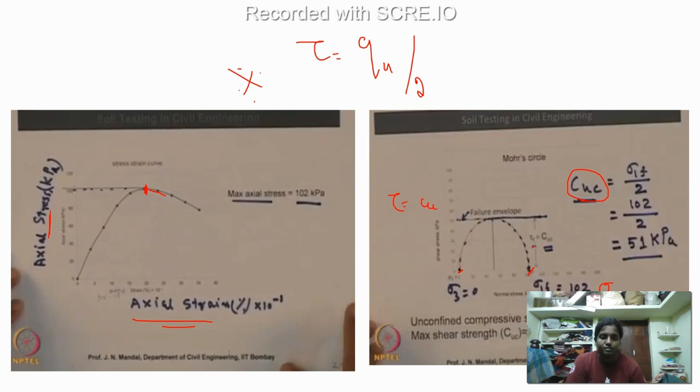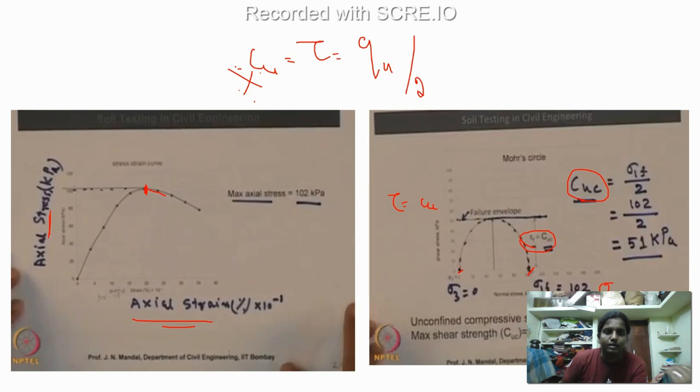So your shear strength is nothing but your undrained cohesion. So this value is going to be Cu. That's why we tell tau equal to Cu equal to Qu by 2. Your unconfined compressive strength, when we divide it by 2, you get your shear strength or the undrained cohesion.